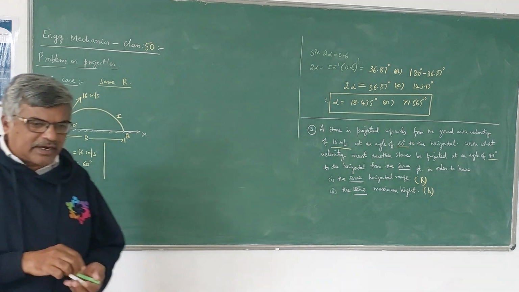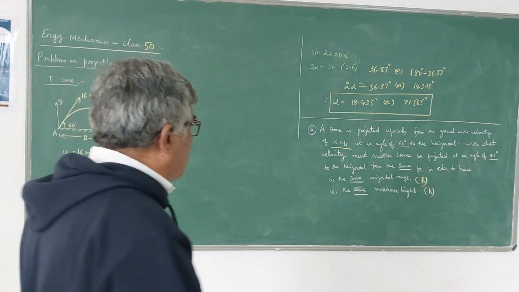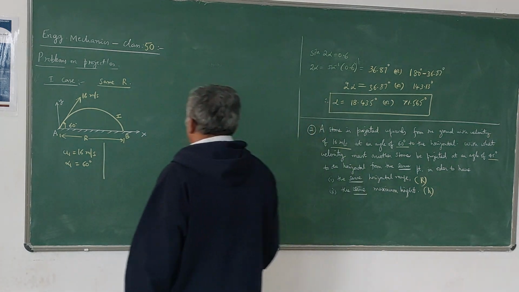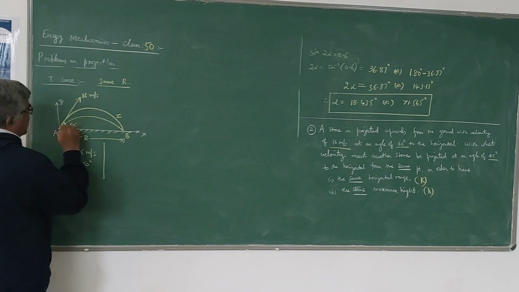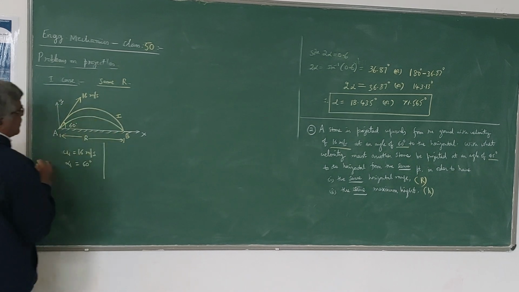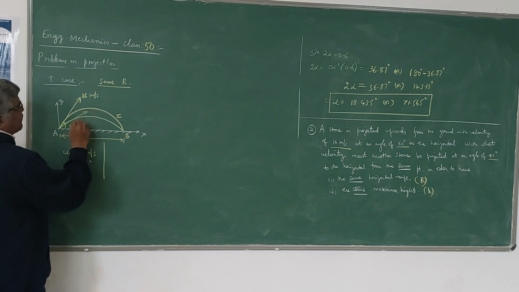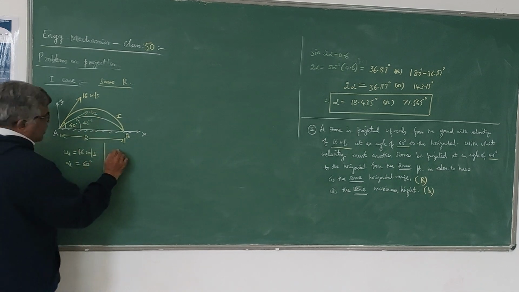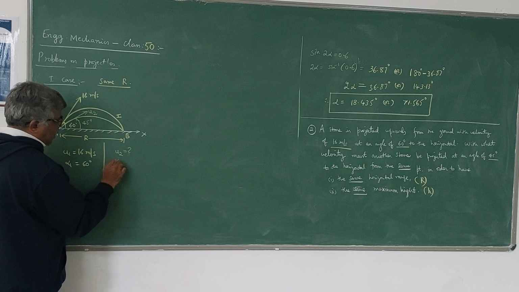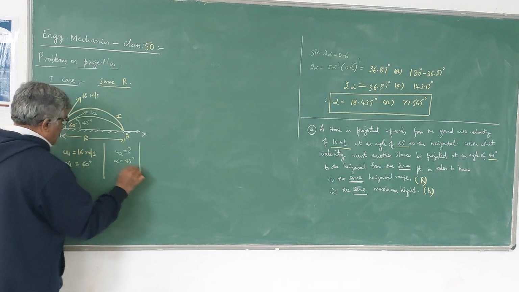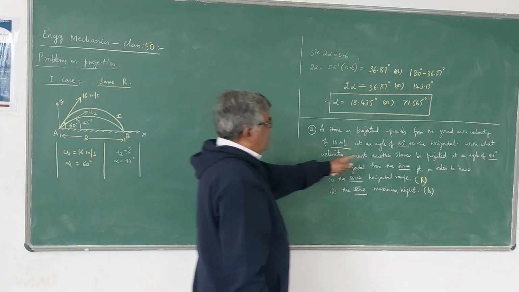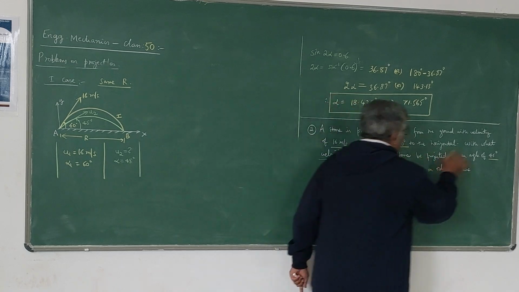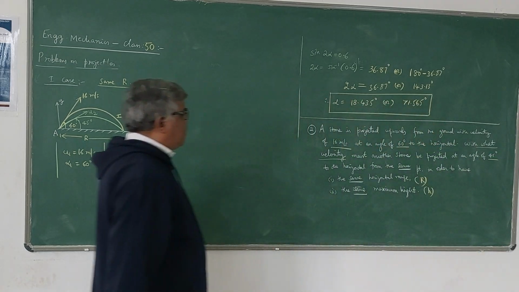For the second stone, range is same. Please note that same horizontal range has to be there. It is projected at 45 degrees. So it is like this. See, it should have the same range, it should come and meet here only. But this angle is 45 degrees. This is U2. So U2 is not known, but alpha is 45 degrees. So given this condition, you have to find out the velocity of projection of the second stone.